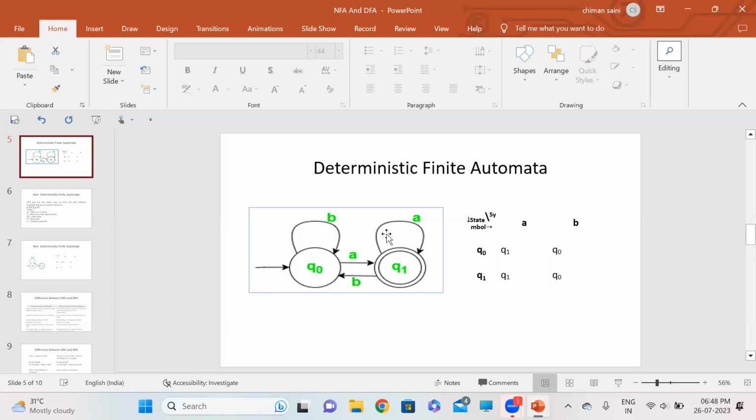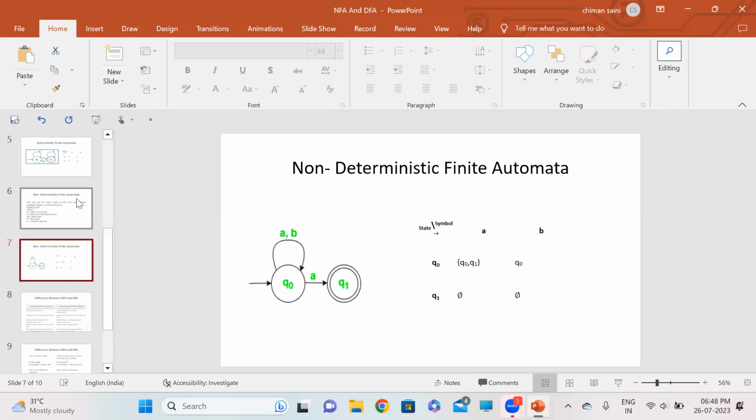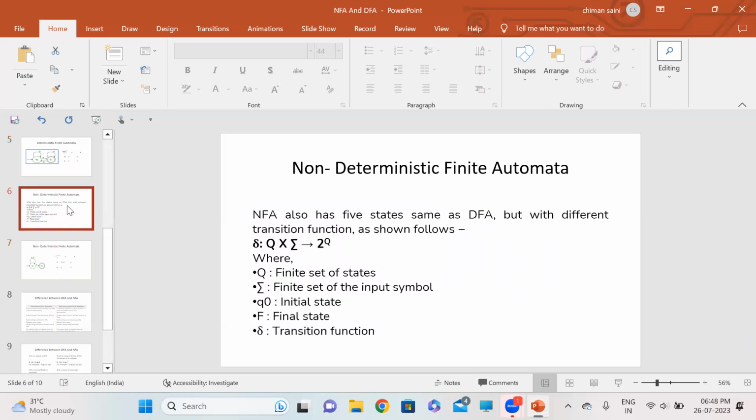Now let's see what non-deterministic finite automata is. Okay, so an NFA also has 5 tuples, but a different transition function. As I told earlier, the transition function in every NFA and DFA will be different. Based on that transition function, we will decide whether we move to another state or remain in the same state.